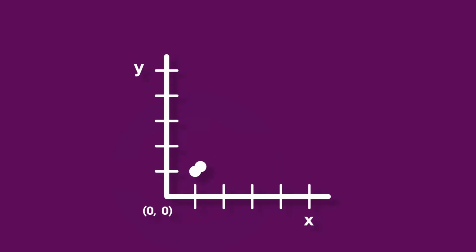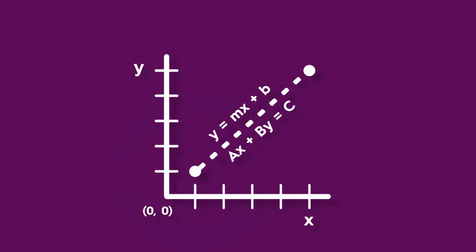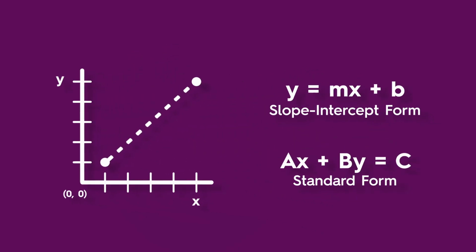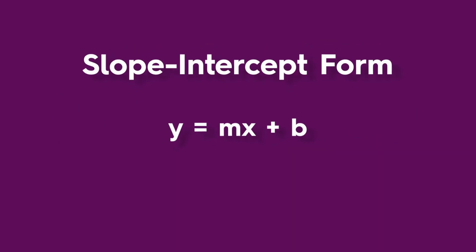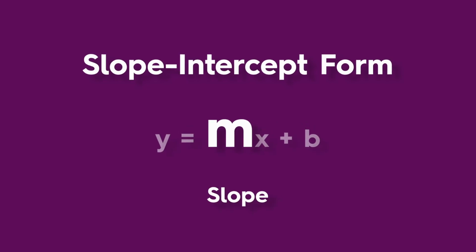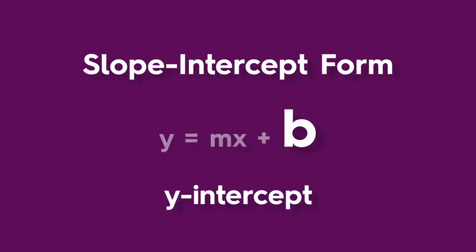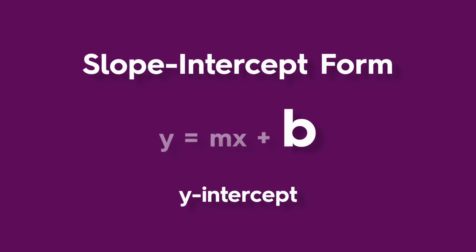Linear equations can be written in different blueprints, but everyone maps the same straight path across the plane. First blueprint, y equals mx plus b. Here, m is the slope, how steep the climb, and b is where the line meets the y-axis.